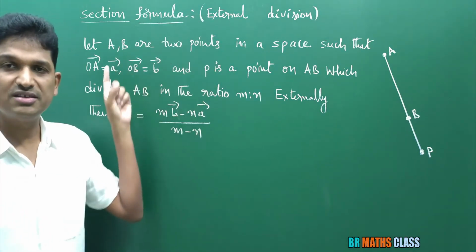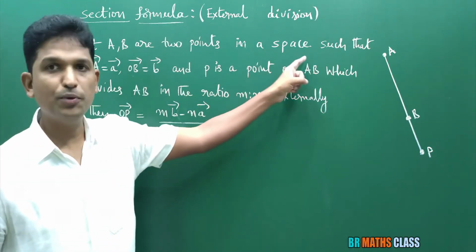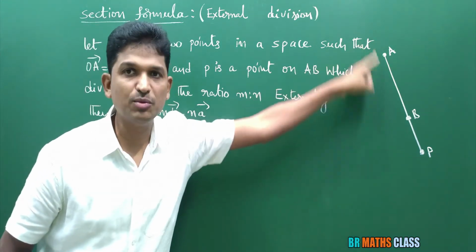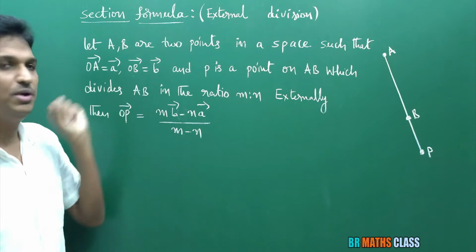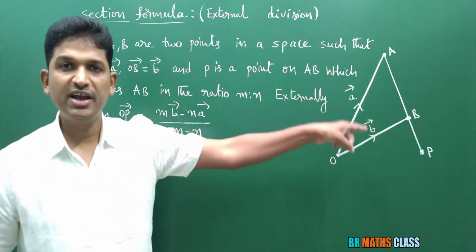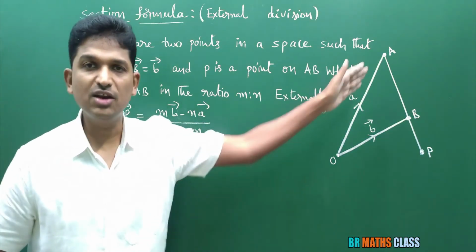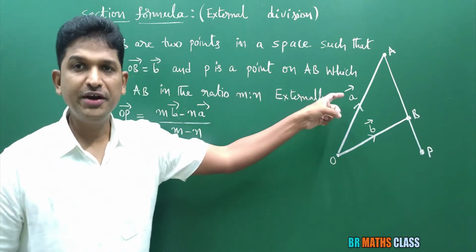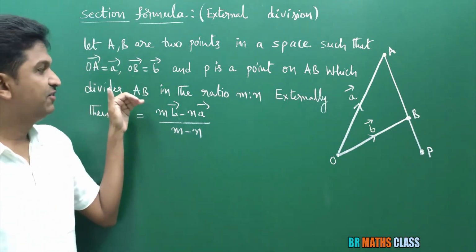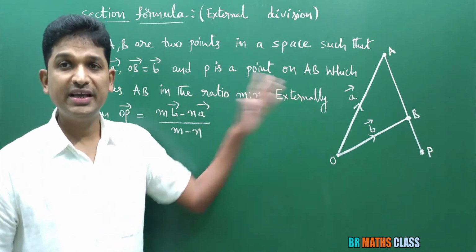You observe what is the statement. Let A, B be any 2 points in a space. I consider A, B are any 2 points in a space such that OA bar equal to A bar, OB bar equal to B bar. I take OA bar as A bar, OB bar as B bar. P is a point on the line AB which divides AB in the ratio M:N externally.